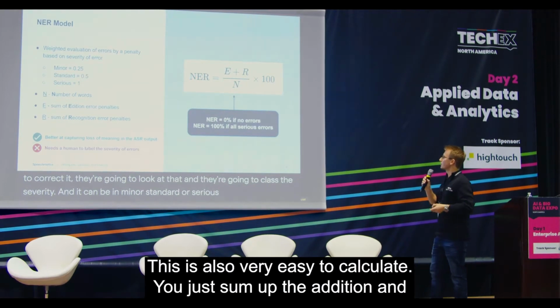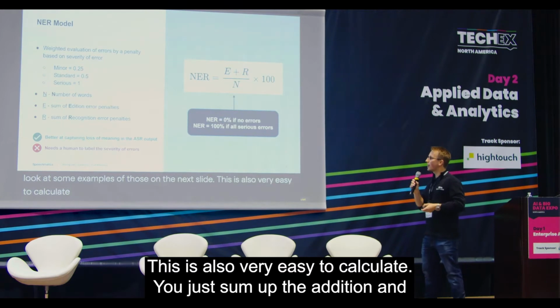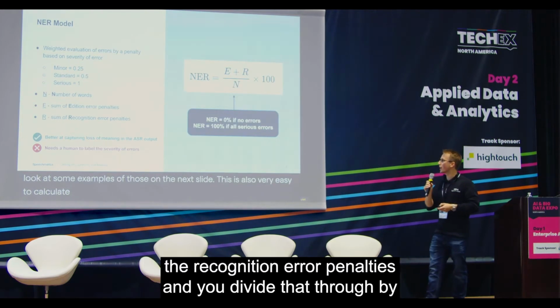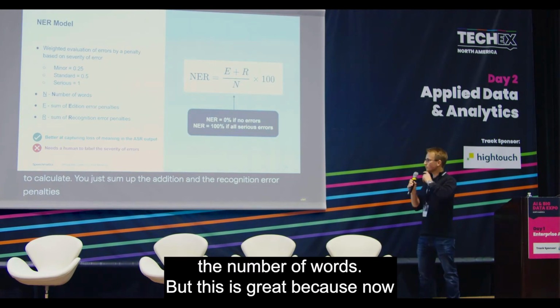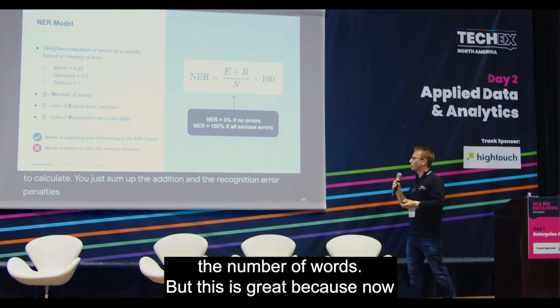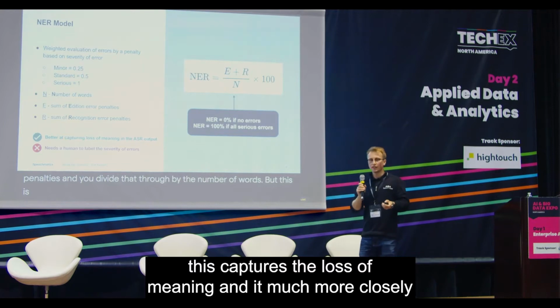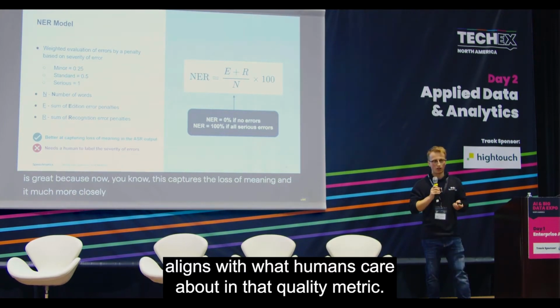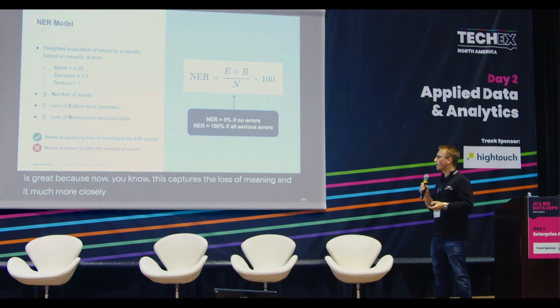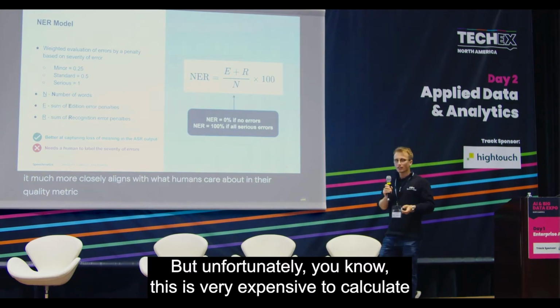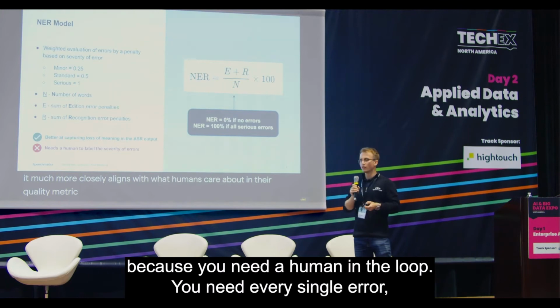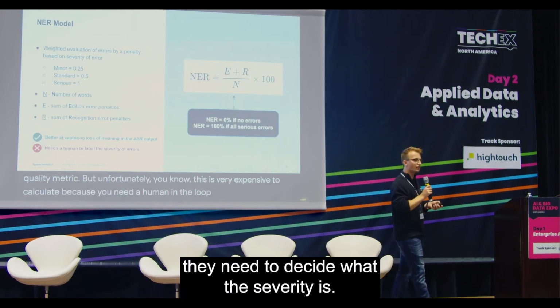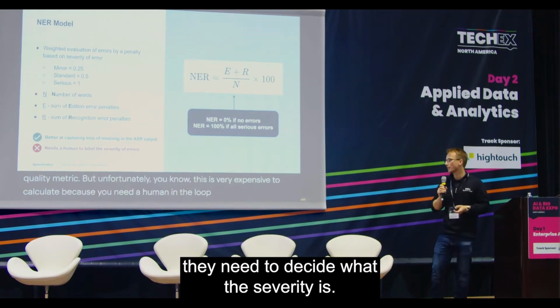This is also very easy to calculate. You just sum up the addition and the recognition error penalties, and you divide that by the number of words. But this is great because now, this captures the loss of meaning, and it much more closely aligns with what humans care about in their quality metric. But unfortunately, this is very expensive to calculate because you need a human in the loop. For every single error, they need to decide what the severity is.